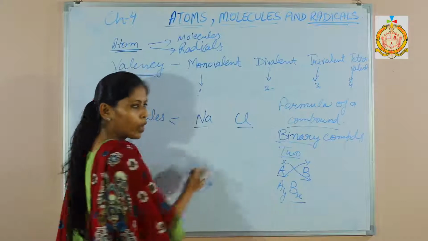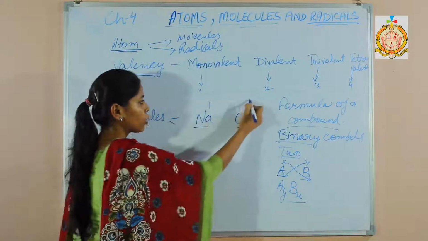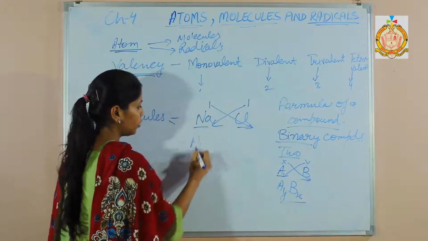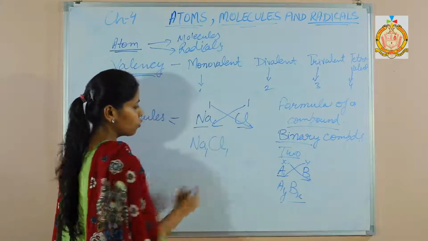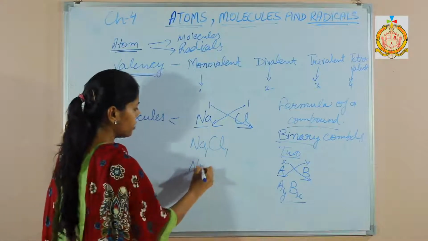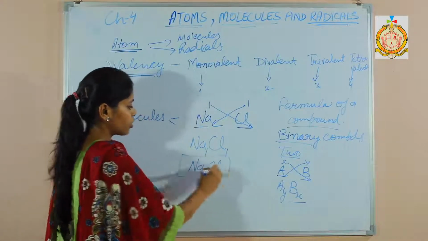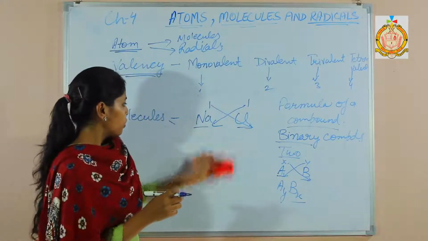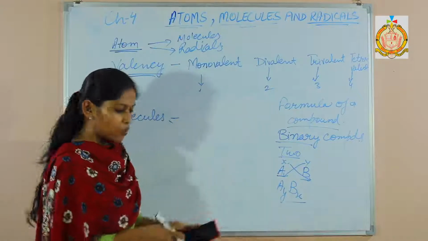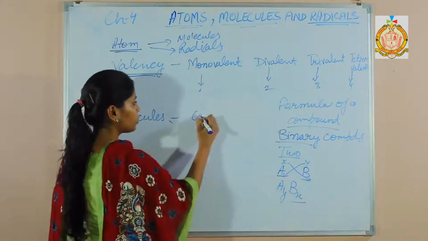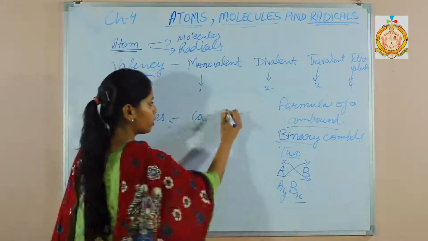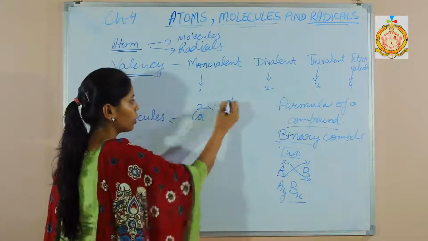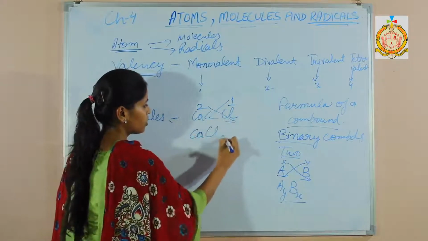When we take another example like sodium chloride, sodium and chlorine, NaCl. Valency of sodium is 1, chlorine is 1. So transpose their valencies, it will become Na1Cl1, and we can write NaCl. This is the formula of sodium chloride. And one thing more, if the radicals are in calcium chloride, it's 2 and 1. How to write the formula? Transpose, it will become CaCl2.